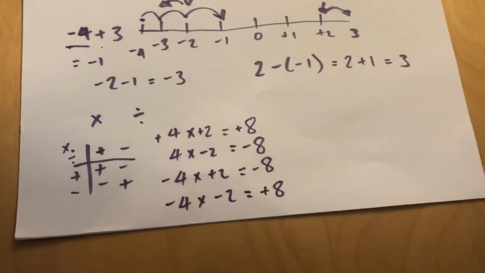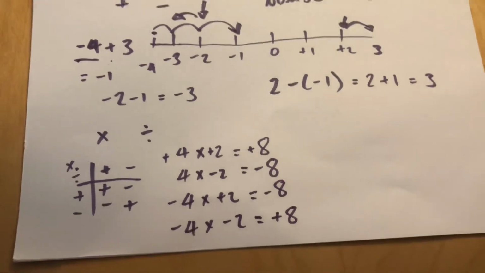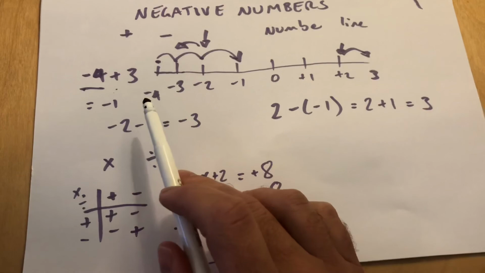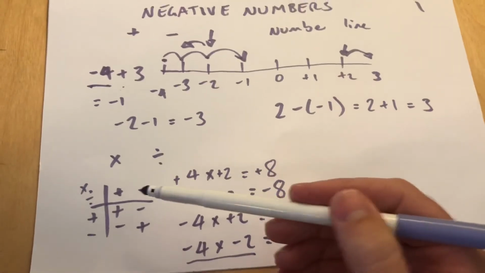So that kind of catchphrase of two negatives make a positive, it's only in that case of multiplying or dividing. Otherwise, adding, subtracting, use a number line, multiplying, dividing, use a sign table.